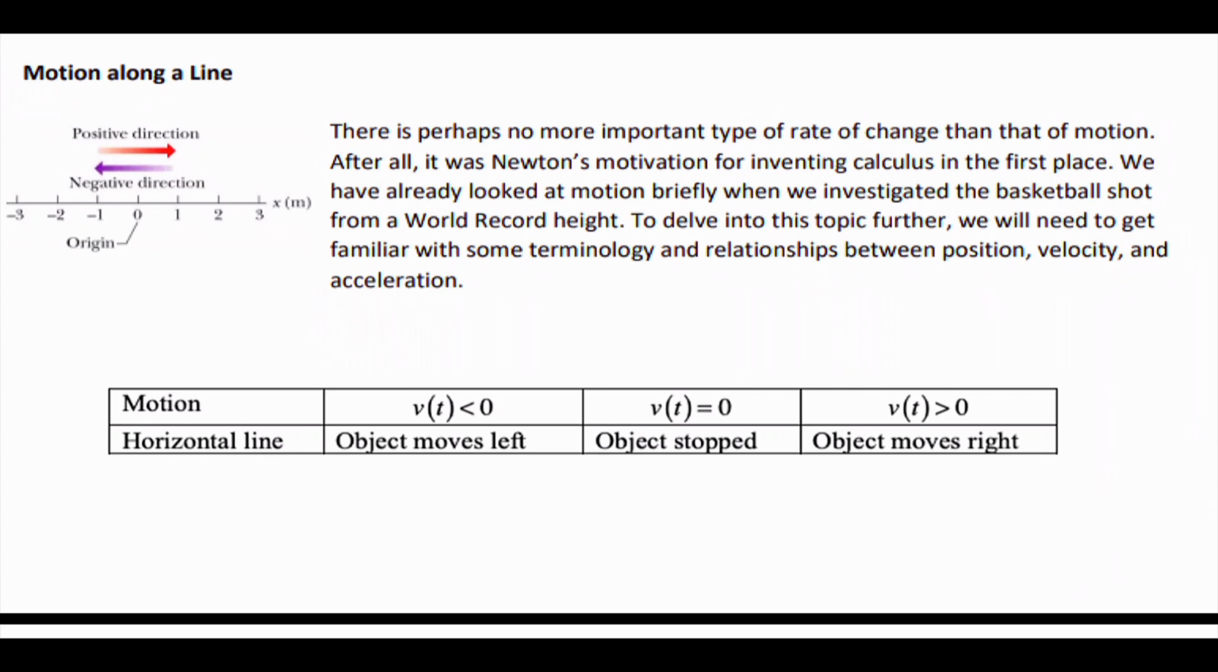When is an object stopped? When you're not moving, velocity is 0. When is an object moving right? In the positive direction, when velocity is positive.